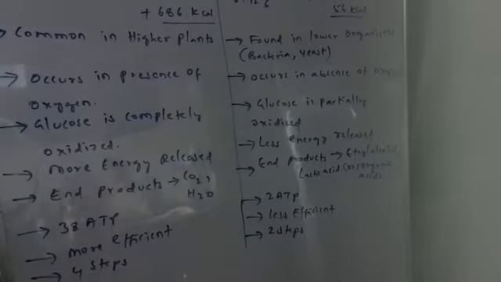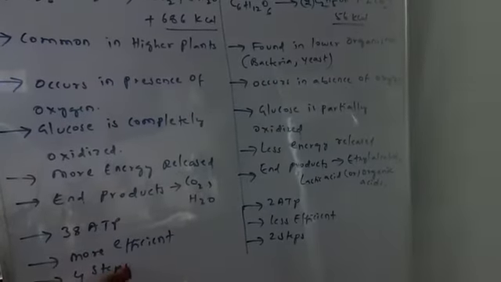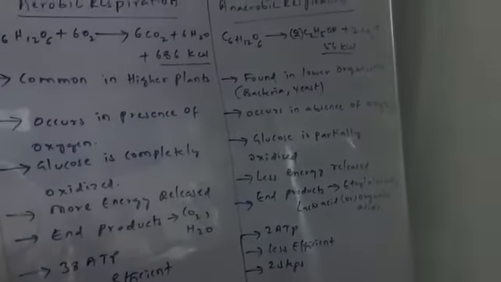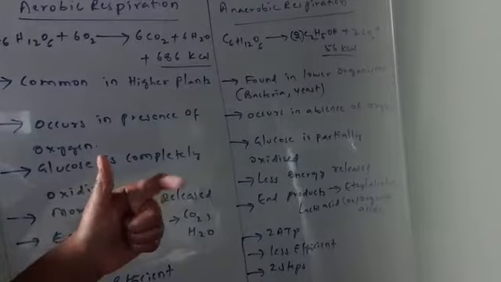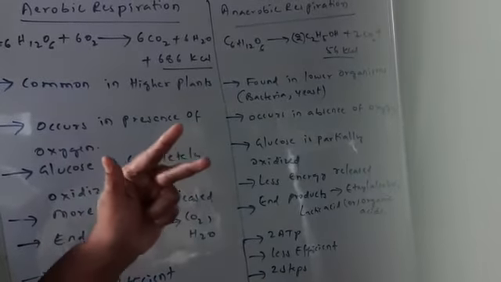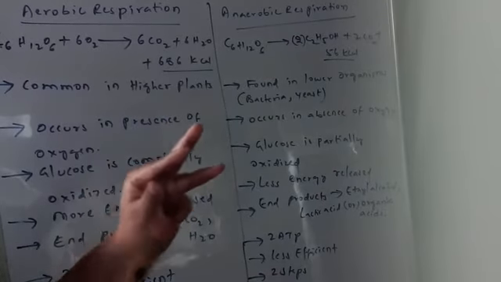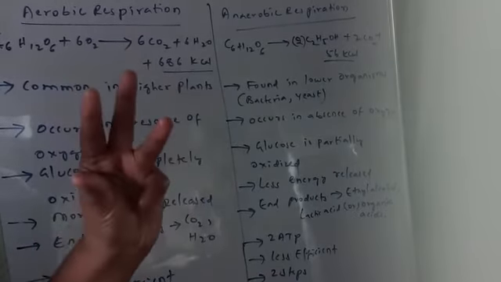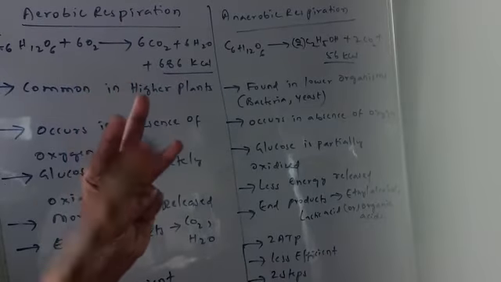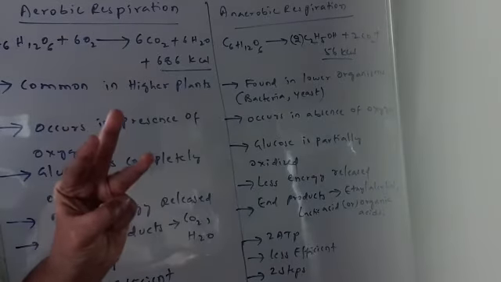Aerobic respiration takes place in 4 steps. The first step is glycolysis, the second step is the link reaction, the third step is the Krebs cycle, and the fourth step is the electron transport chain. Out of these 4 steps, the first step takes place in the cytosol of the cell, whereas the remaining 3 steps take place in the mitochondria of the cell.